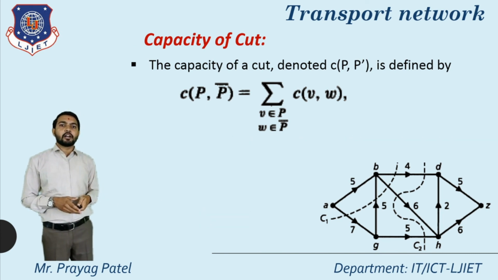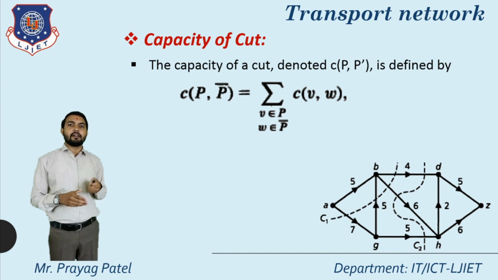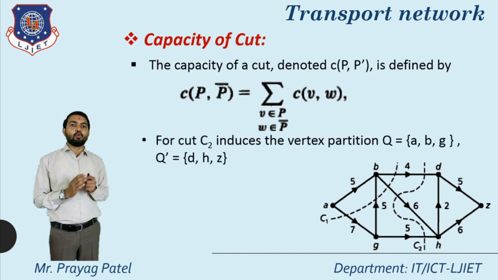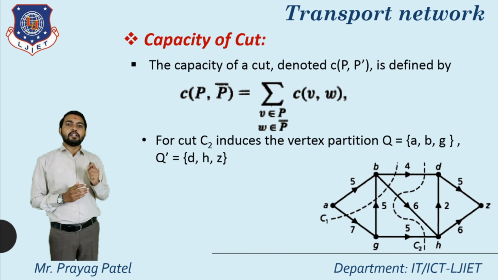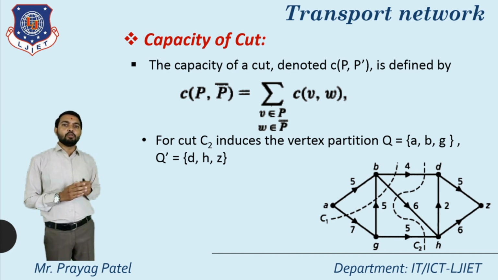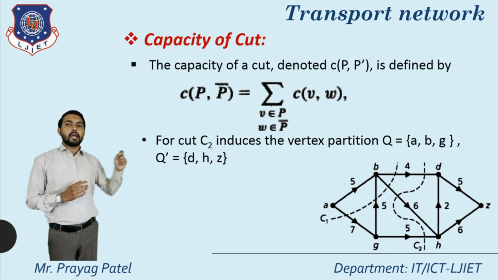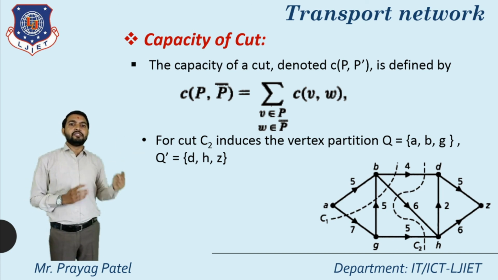Now see the other cut in this figure, the cut C2. For the cut C2, we divide the network into two parts. Here in cut C2 we cut the edges B to D, B to H and G to H. If we remove these three edges, then our network is divided into two parts: the first part is Q and the second part is Q dash. Q is B and G, and the second part Q dash is equal to D, H and Z.